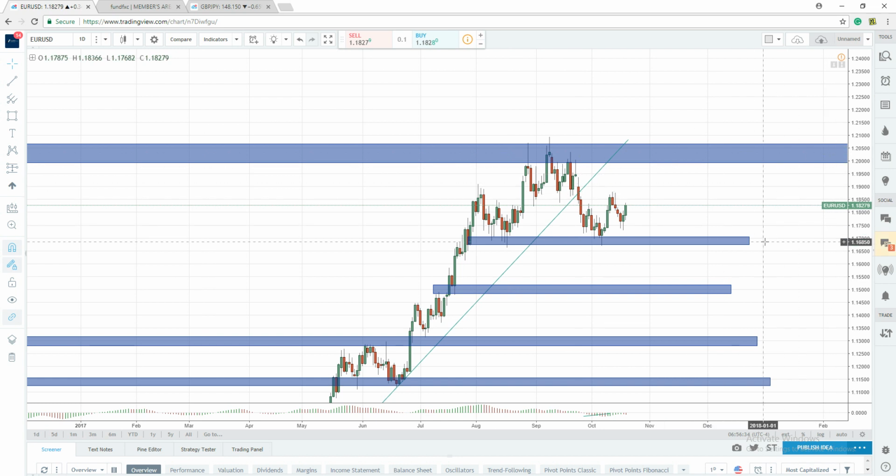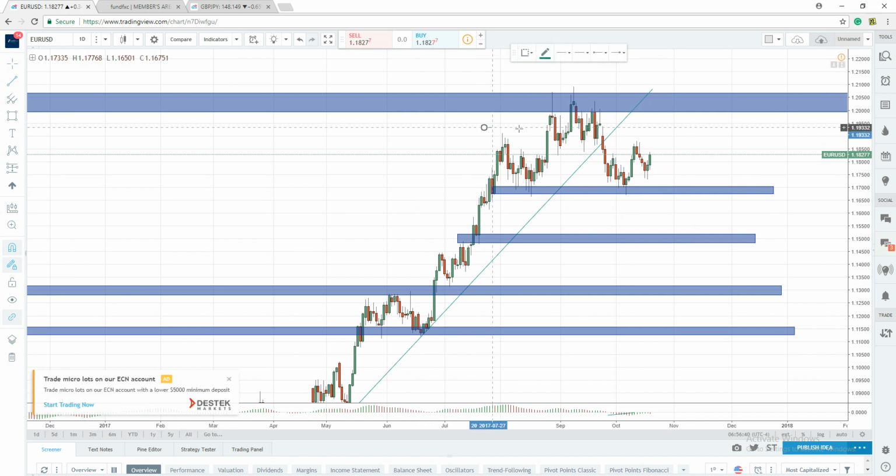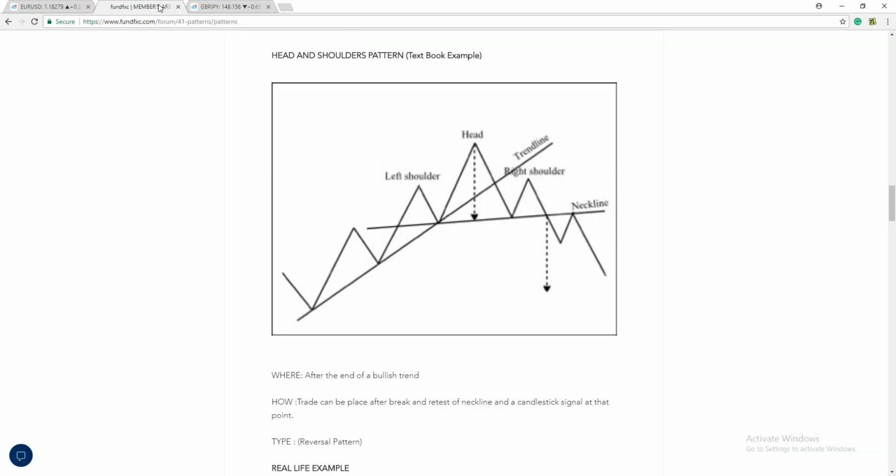Currently on EURUSD, we have something very similar to this. How we identify it is that we have a left shoulder, a head, and a right shoulder. Now, once again, guys, this is a textbook example. It often doesn't play out like we said in a textbook example. But let's first show you the trend line that we have to break first, and then the trend line retest, and the neckline as well.